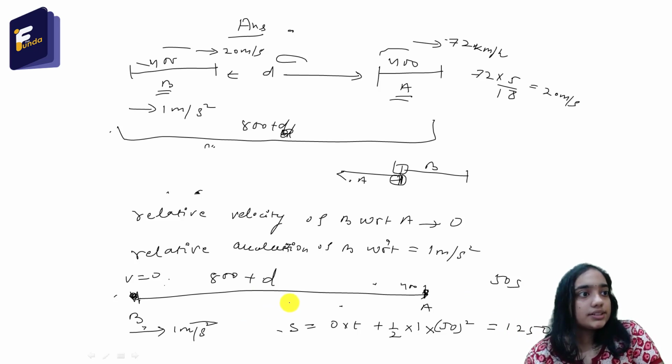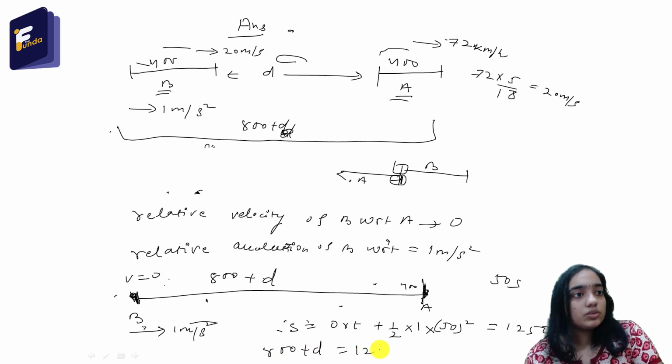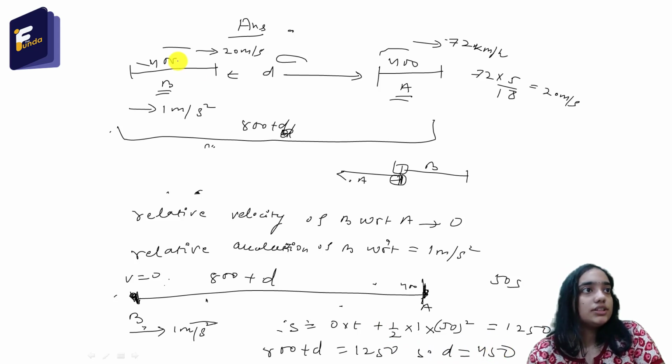So 800 plus D, that is the whole distance, this whole distance I am talking about, that is 800 plus D, is equal to 1250. So D equal to 450. So now we have found out that D equal to 450.